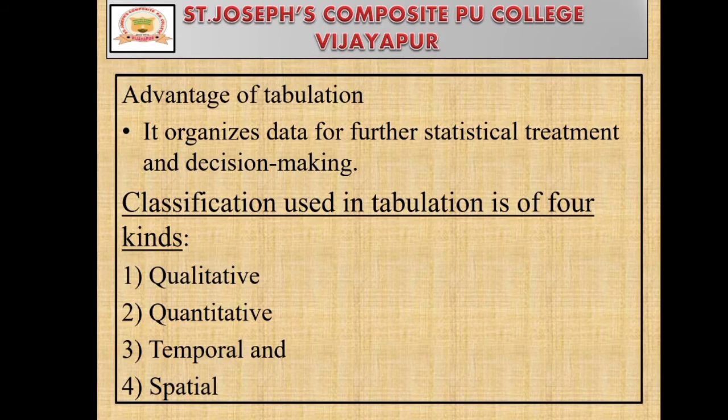Okay, then next we'll see what the classifications used in tabulation are, or the classification of tabular presentation of data. Mainly we classify it into four kinds. First one is qualitative classification, quantitative classification, temporal classification, and fourth, spatial classification. Now let me discuss this in detail.